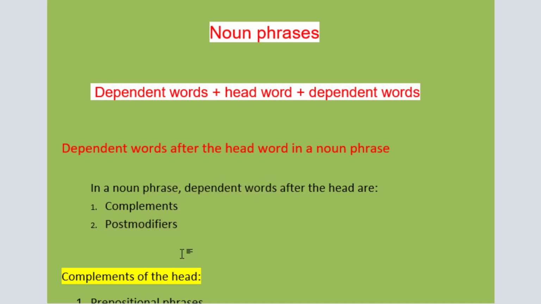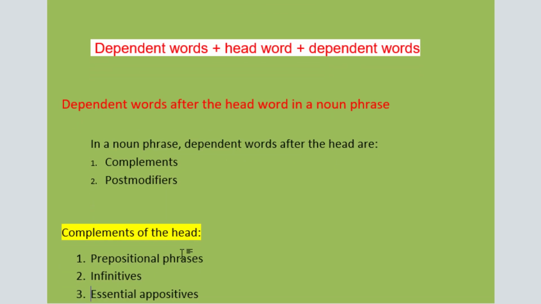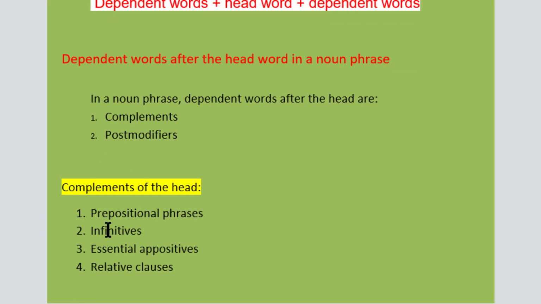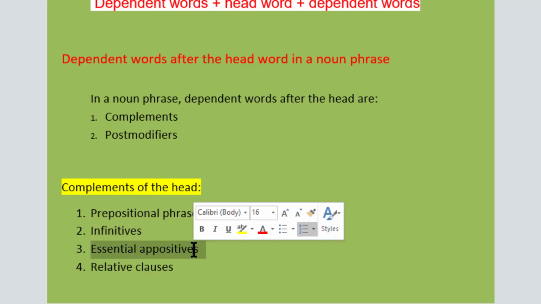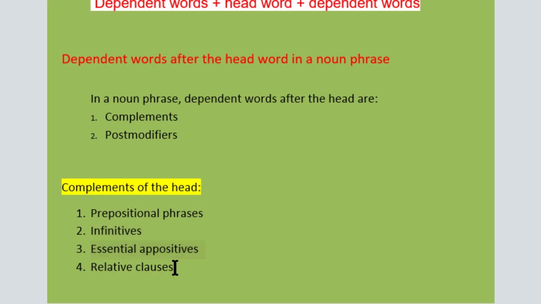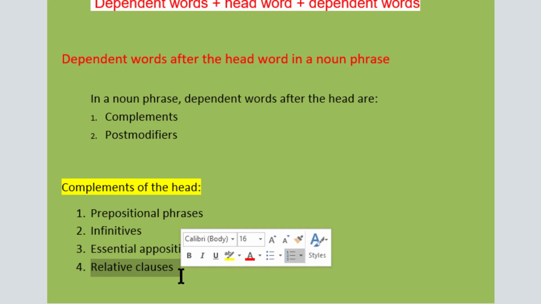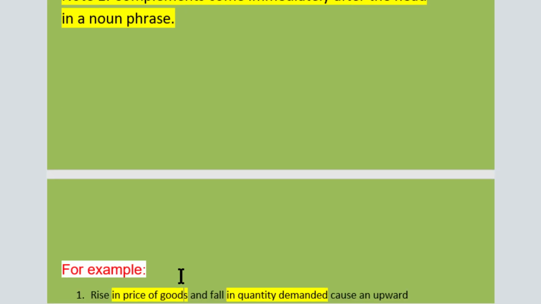What can be the complements of the head? These four can be the complements of the head: prepositional phrases, infinitives, essential appositives, or relative clauses. So these four can be the complements of the head in noun phrases. Now let's have a look at the examples to clear the concept.